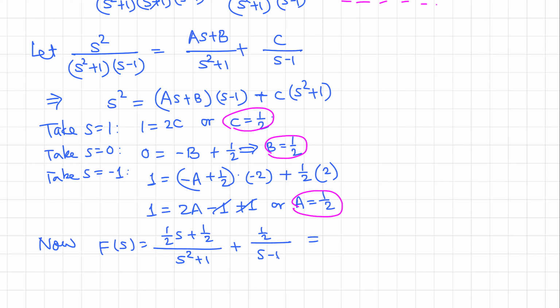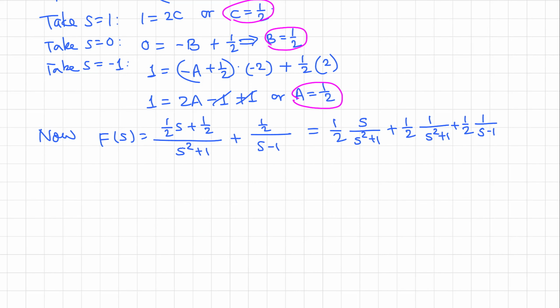1 over s minus 1 is the Laplace transform of e raised to t. Here will be fine as well. Let's separate into two fractions. This is 1/2 s over s squared plus 1, plus 1/2 over s squared plus 1. So that is 1/2 times 1 over s squared plus 1, I'm just bringing 1/2 to the front. Plus same thing here, plus 1/2 times 1 over s minus 1. Okay, now that's our function. Let's take the inverse Laplace and we get our answer.